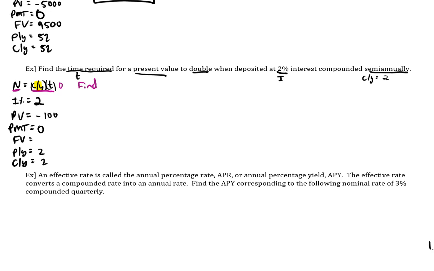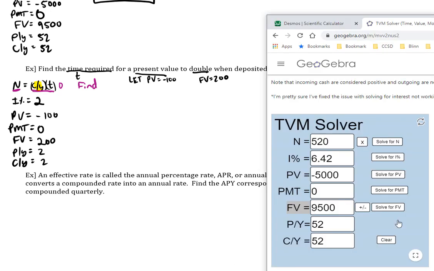So let's say if I put in 100, so we're going to let PV equal negative 100, and then we want it to double eventually, so that would mean FV is 200. Okay, so that should get the job done. And you can play around with this. It won't matter what numbers you use for the correct answer. Okay, so let's go to the calculator, and then we'll just plug all those in.